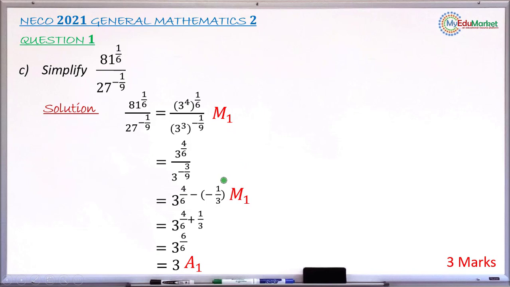Next mark is applying the law of indices again for division, where you now have the power of the index number at the numerator level minus the power of the index number at the denominator level. You have this method 1 mark. The next mark is the accuracy 1 mark. When you now have the simplified version of this as 3, you have this accuracy 1 mark. So in total, if everything is done correctly, you have 3 good marks in this question.